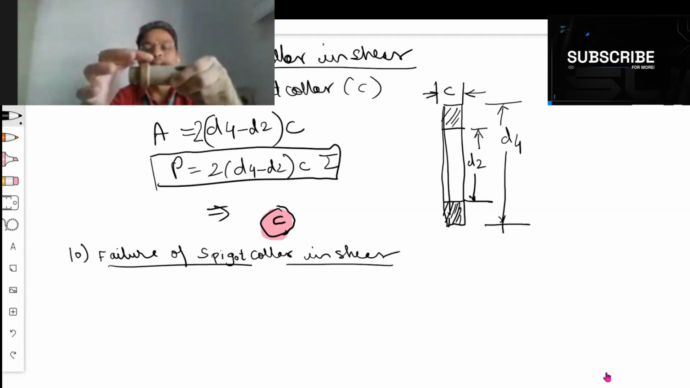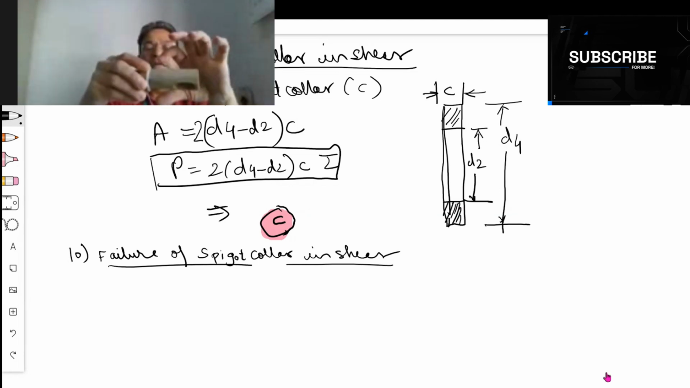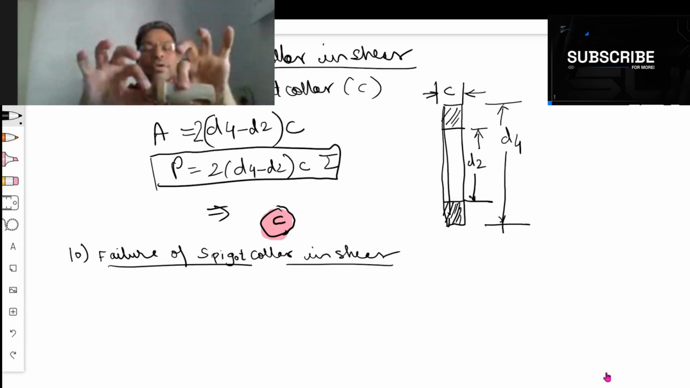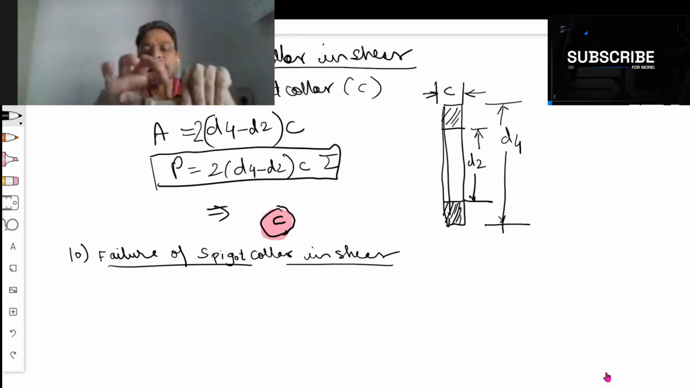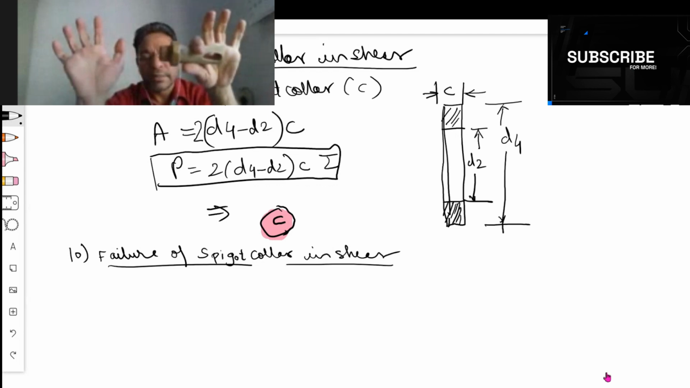This is the collar. Now this collar is a part of this spigot and rod. It is not a different part. It is 1, 2 and 3, all these 3 are the same part. It has different diameters and is named differently, but all of it is made of the same material and is an integral part.